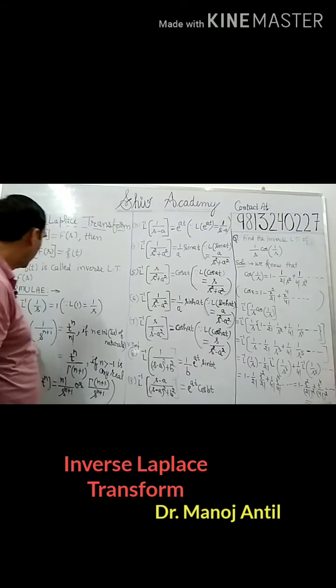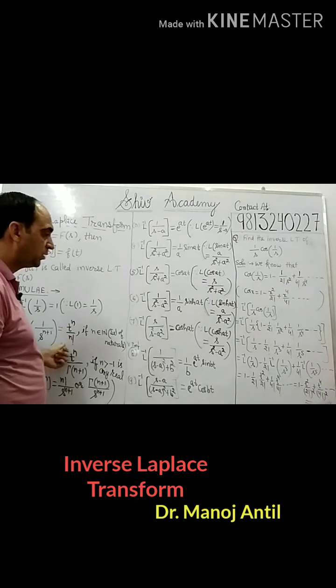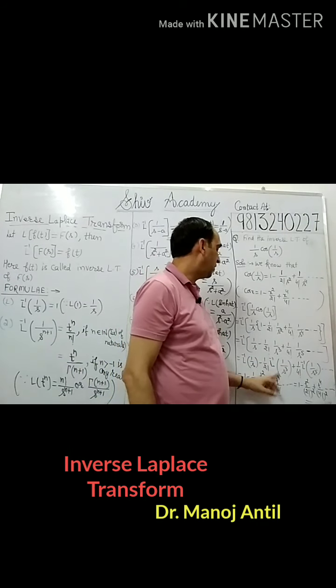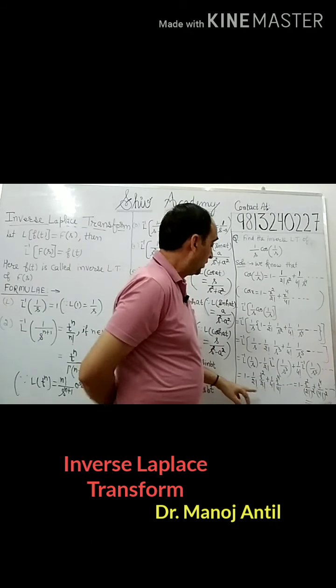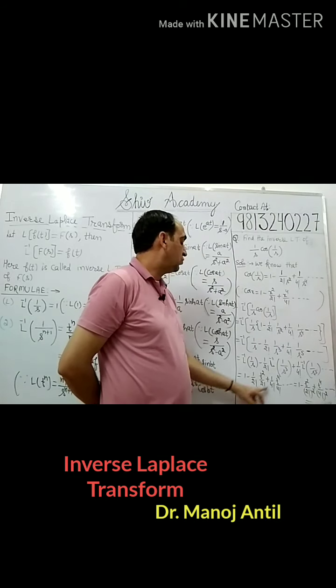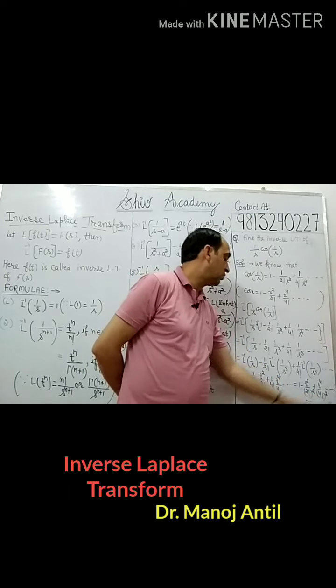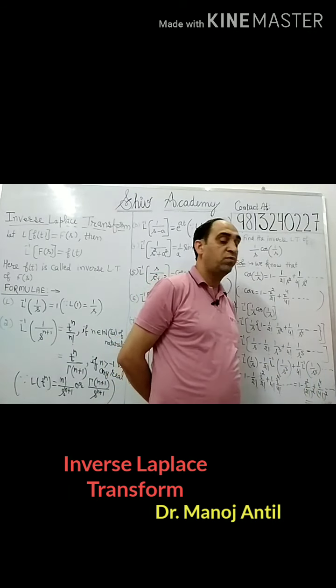So we apply this formula. For s cube, here n is equal to 2, which is a natural number. So we write t square by 2 factorial. Similarly, 1 upon s to the 5 is t to the 4 by 4 factorial, and so on. In the last, it is 2 factorial, 2 factorial, so we make it 2 factorial square. It is 4 factorial, 4 factorial, so make it 4 factorial square. So its final answer is 1 minus t square by 2 factorial square plus t to the 4 by 4 factorial square, and so on.